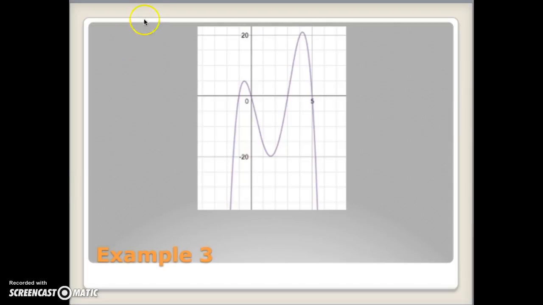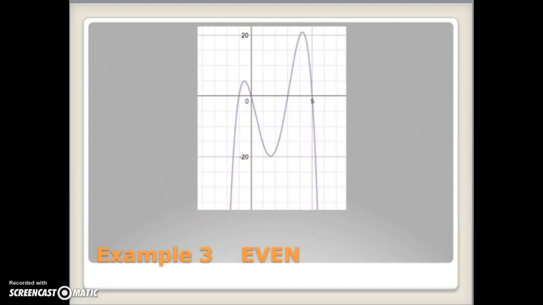Third example, all right, going down, does some min and max in here. We've got two maxes and a min, and then it ends up also going down. So both ends are going down to negative infinity forever. So since those are both going down, it's facing the same direction, we're looking at an even function here.